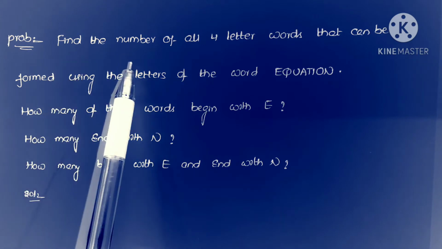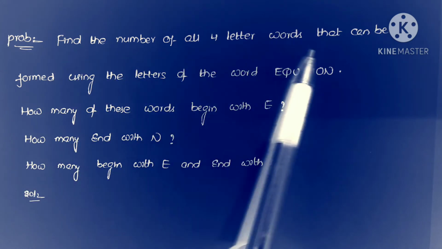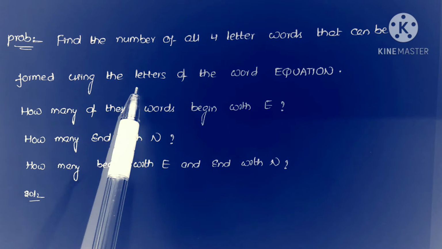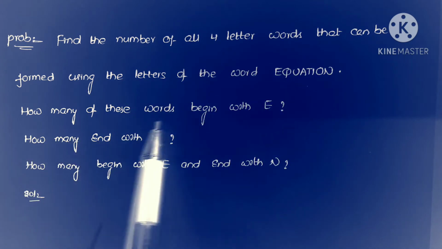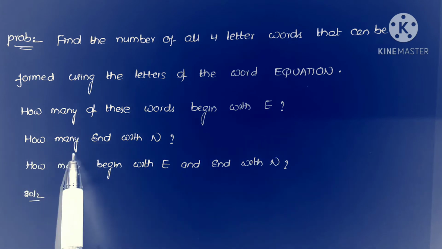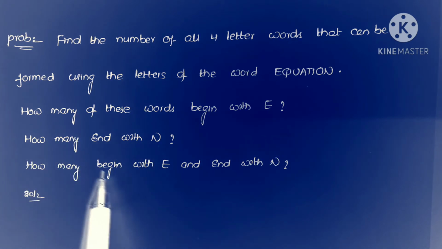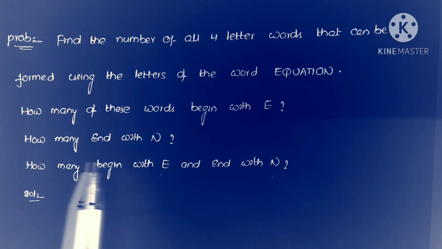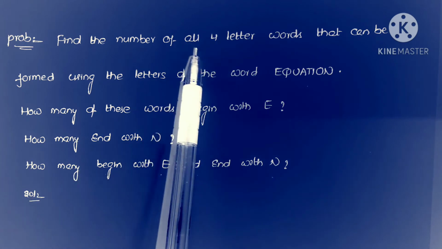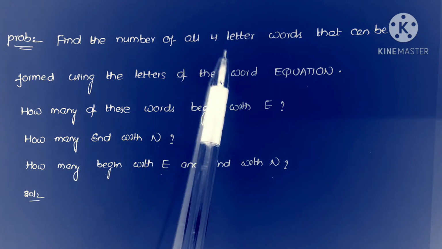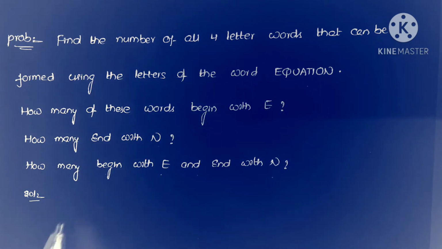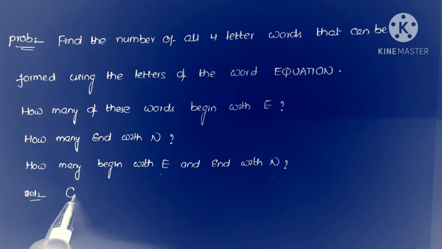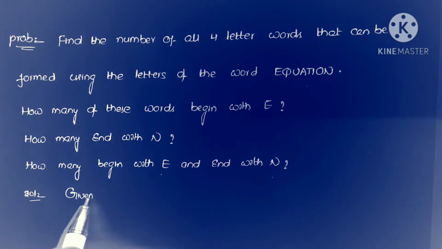First problem: find the number of all four-letter words that can be formed using the letters of the word EQUATION, and how many of these words begin with E, how many end with N, and how many begin with E and end with N. So the given question is, find the number of four-letter words which are formed by using the letters of the word EQUATION. So here one word is given, that is the word EQUATION.